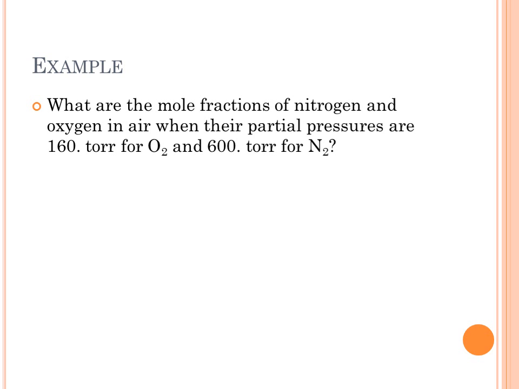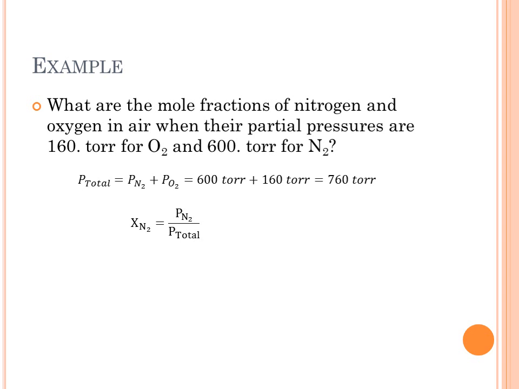So what are the mole fractions of nitrogen and oxygen in air when their partial pressures are 160 torr for the oxygen and 600 torr for the nitrogen? The total pressure will be the pressure of the nitrogen plus the pressure of the oxygen, which is our Dalton's law. 600 plus 160 is 760 torr, or 1 atm.